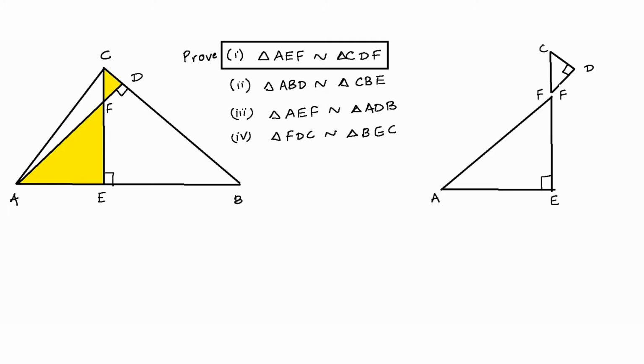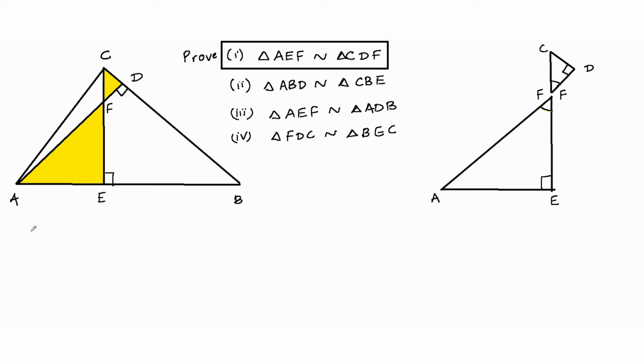So I have drawn these two triangles separately over here. I have marked the two parts which are equal. I have 90 and 90. And angle AFE is also equal to angle CFD, which means these two parts are also going to be equal to each other because these are vertically opposite angles, right? And therefore by AA test I can say that these two triangles are similar.